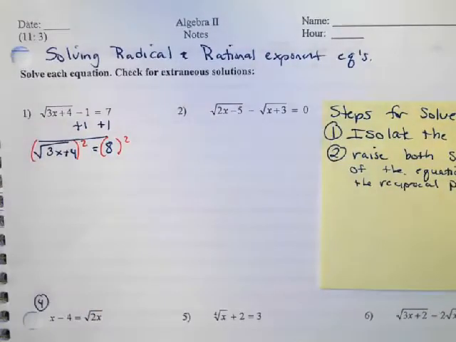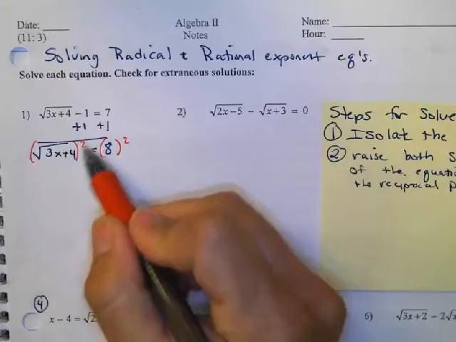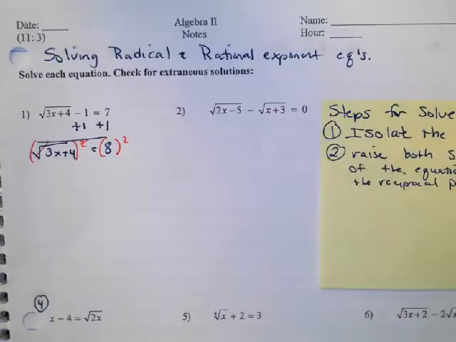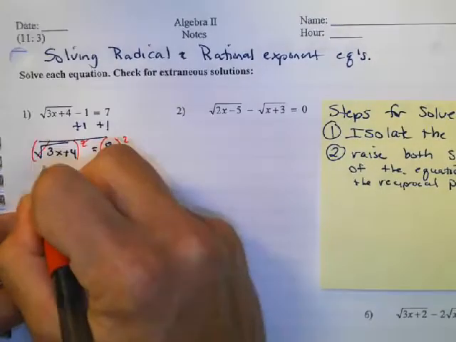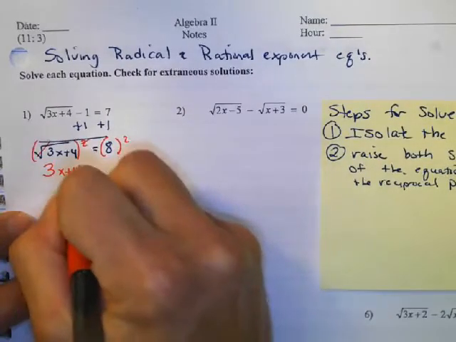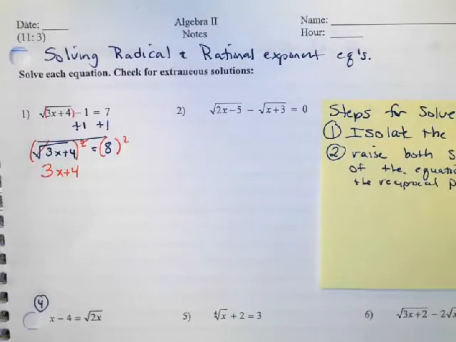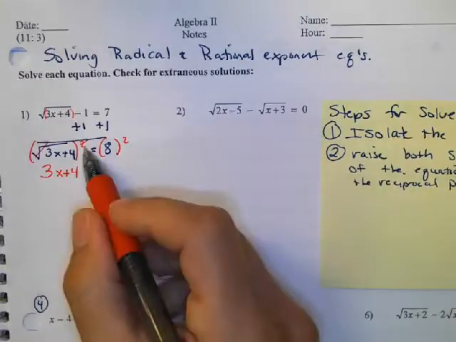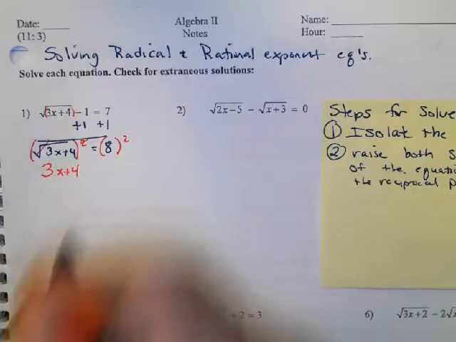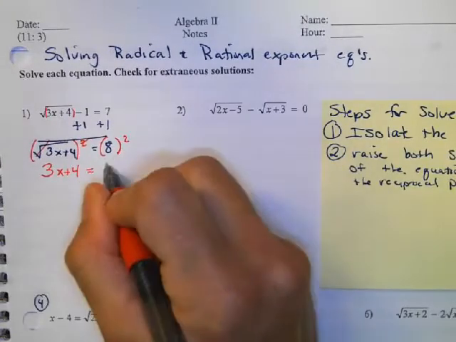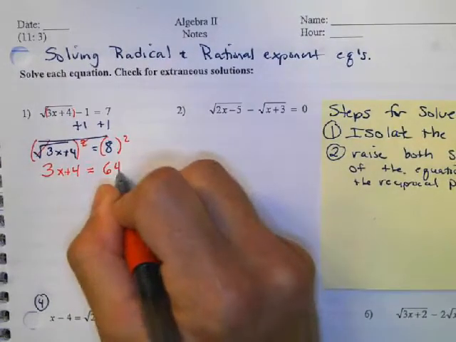When you square both sides, what happens on the left side is these radicals cancel each other. So then I have what's left underneath. Technically I could throw some parentheses around there just because both things stay together, but I really don't need them there. So I squared the left side, it cancels my radical. And then I'm going to square the right side, and 8 squared is 64.